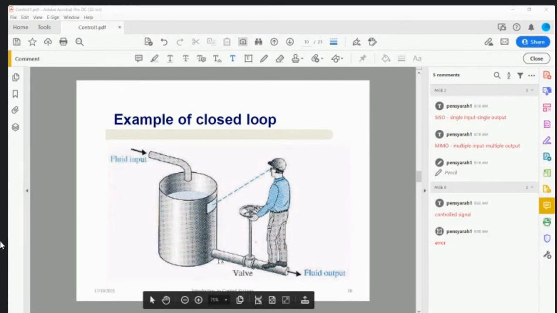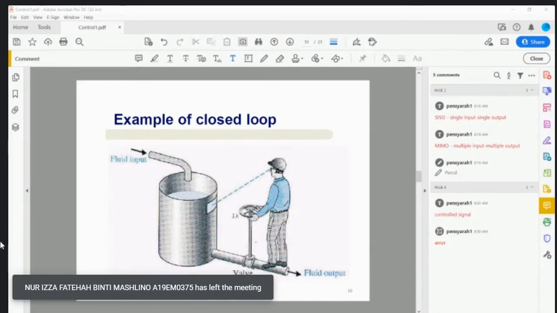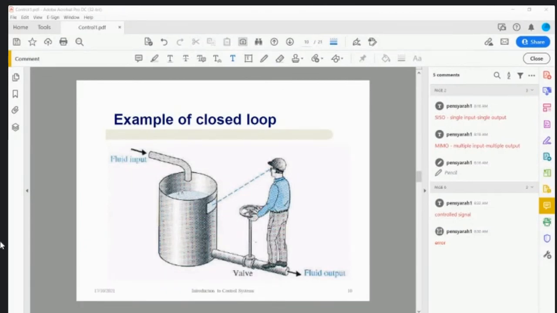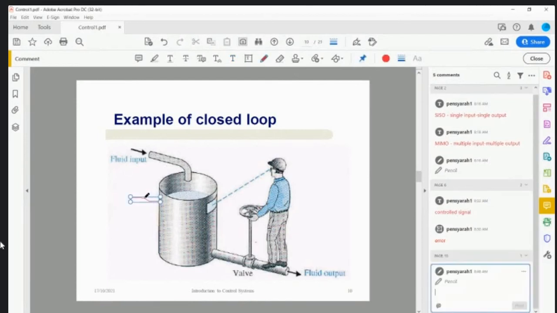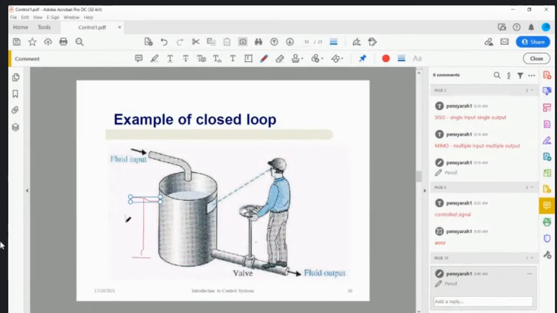Okay, yes, it can be emptying the water from the container, but we can also, yes Ayuni, control the water level. So we need to make sure that the water level in this tank is always at the set level. Okay, let's say you set the water level in this tank to 5 meter.